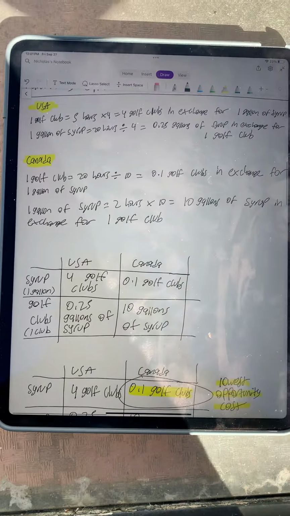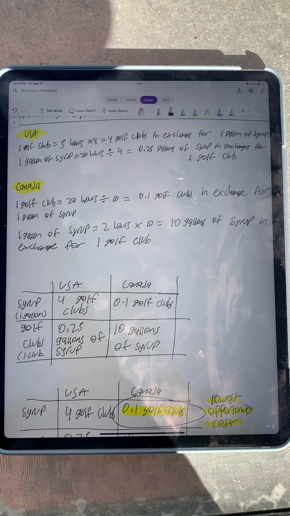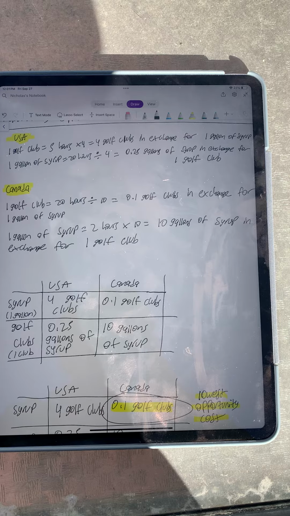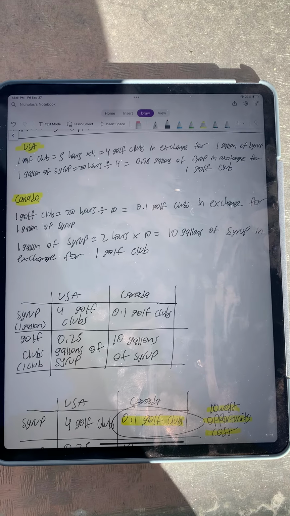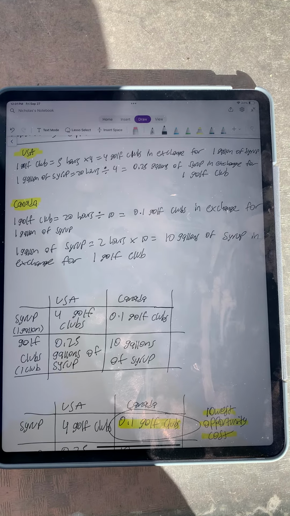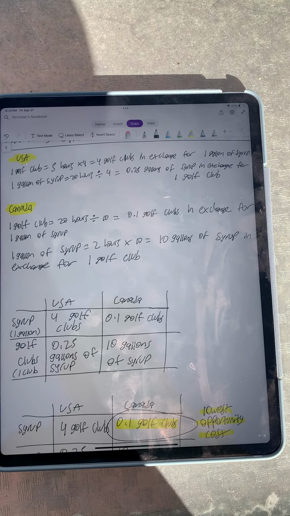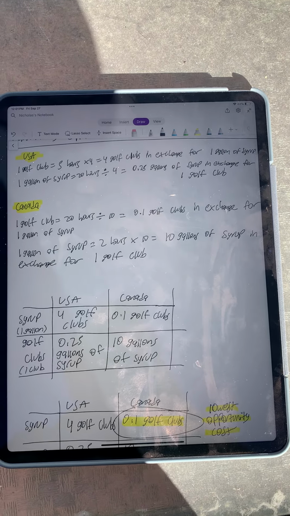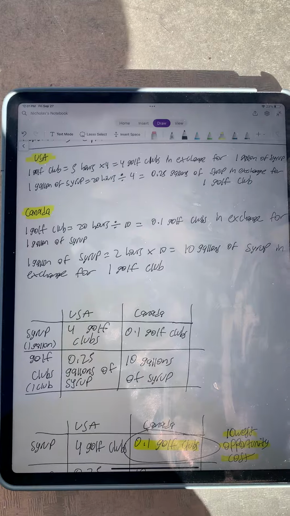In Canada, one golf club takes 20 hours. Divide by 10, and you get 0.1 golf clubs in exchange for 1 gallon of syrup. And 1 gallon of syrup is equal to 2 hours, so you multiply that by 10 to get 10 gallons of syrup in exchange for 1 golf club. This can be represented in a table.